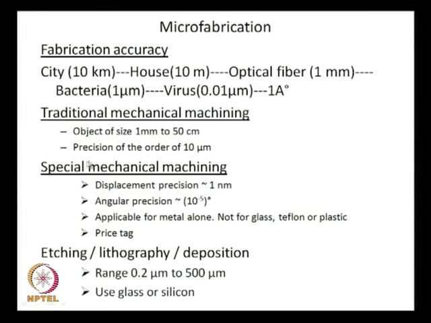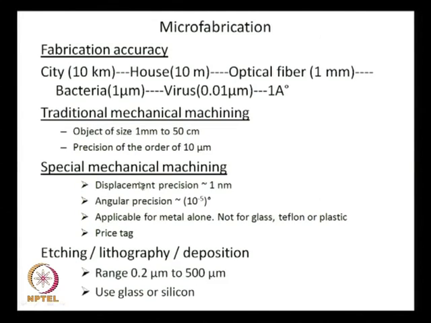So, you can always say traditional mechanical machining has a limitation in terms of precision. When it comes to making a micro scale device, traditional mechanical machining may not work. One can go for special mechanical machining, and this displacement precision etcetera are there. Only thing is it is generally not applicable for glass, Teflon or plastic, it is mostly applicable to metal, and it has a price tag. So, these are some of the disadvantages.